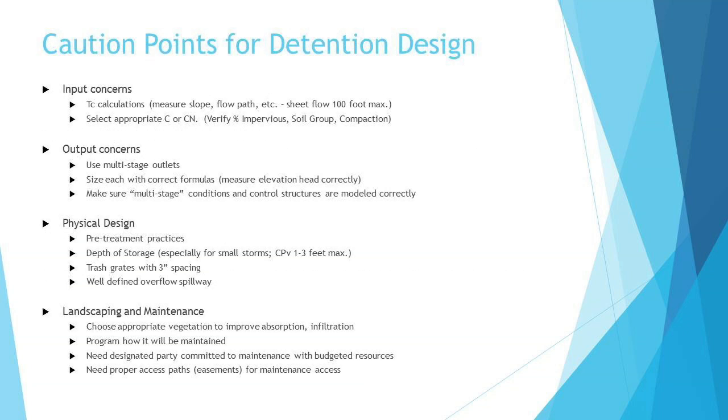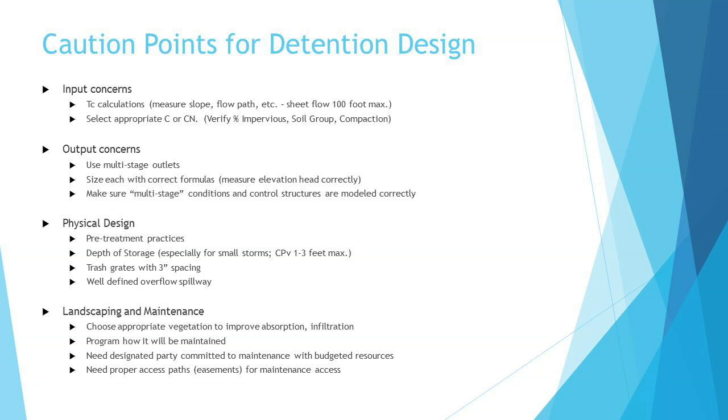And just one final note before I finish up: caution points for detention design. Input concerns, making sure you're doing your calculations right. If you're calculating your time of concentration incorrectly, one thing that happens quite frequently is miscalculating sheet flow. Sheet flow is when the water is flowing like a sheet. It's flowing very uniformly, usually over a flat surface like a parking lot. It usually won't go any longer than 100 feet, and it won't go once it can collect to a point. So if you have a low spot in a parking lot, or a rear yard swale or a gutter, that's where you stop.